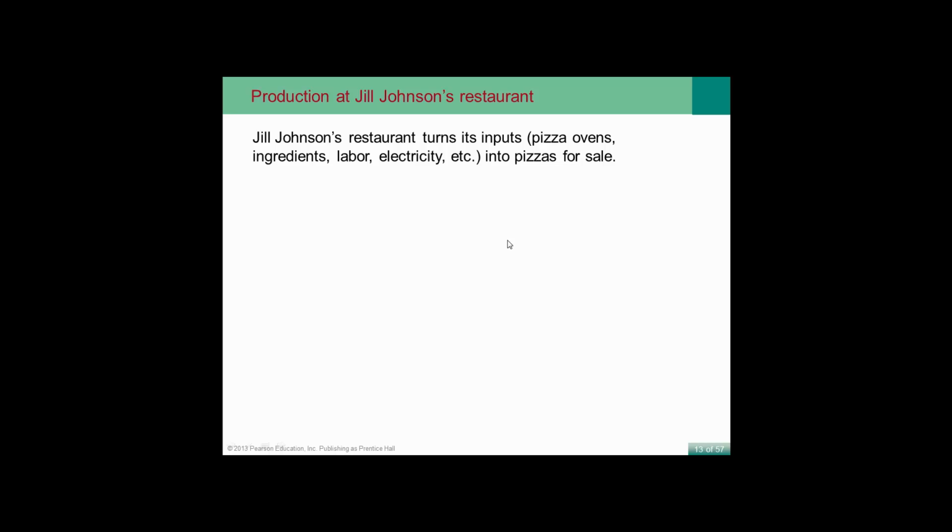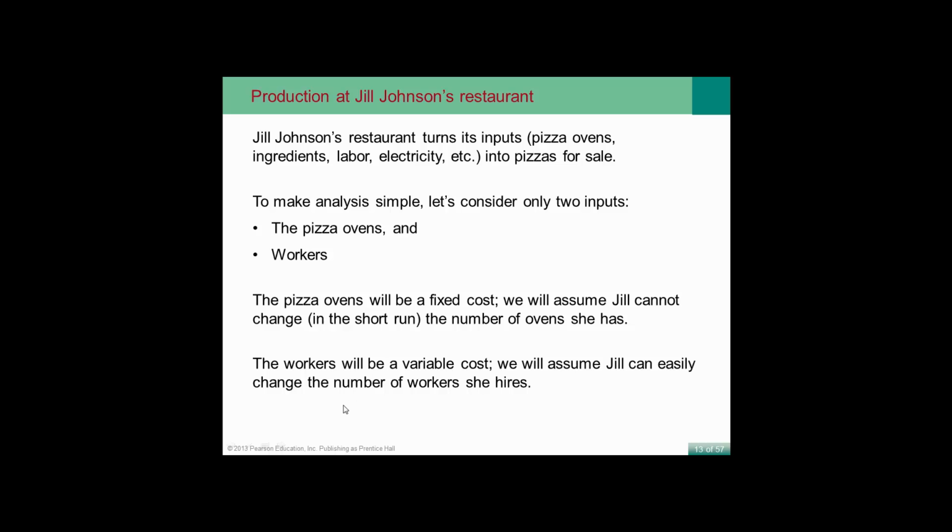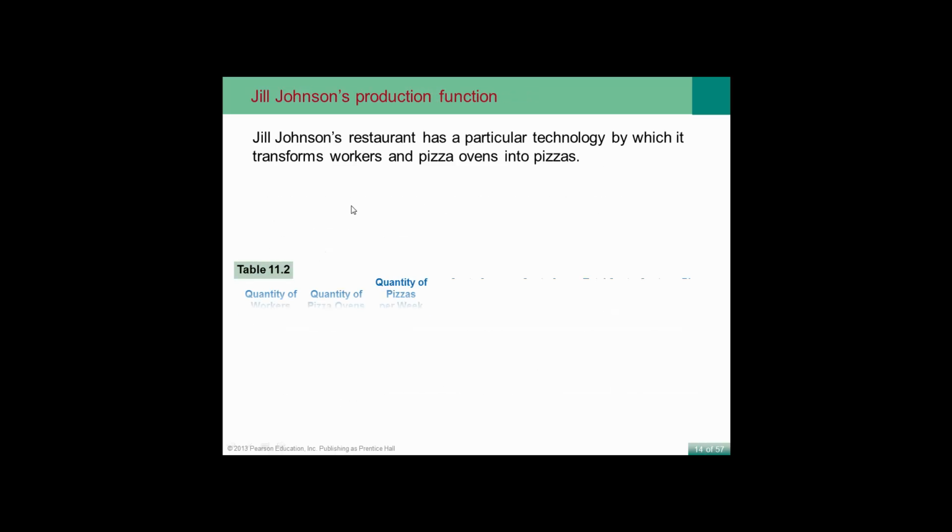Jill Johnson's restaurant turns its inputs, pizza ovens, ingredients, labor, electricity, into pizzas for sale. To make an analysis, let's consider only 2 inputs. So she's got pizza ovens and workers. The pizza ovens will be a fixed cost because once you buy the pizza oven, you can't really change it, and this is the short run. So we'll assume she can't change the number of pizza ovens. The workers will be variable. We'll assume Jill can easily change the number of workers she hires.